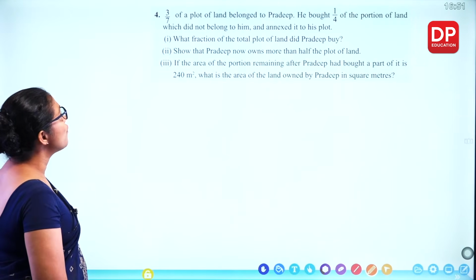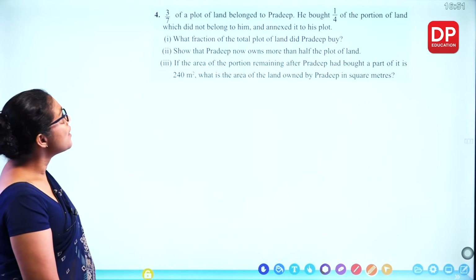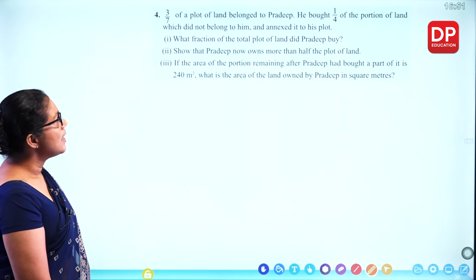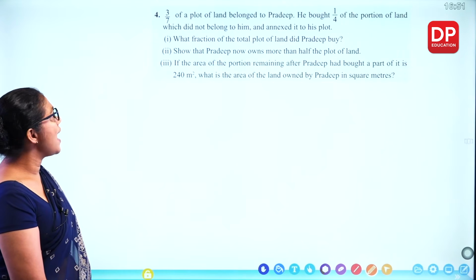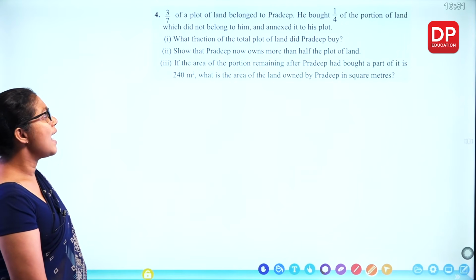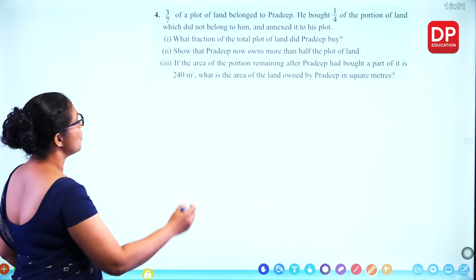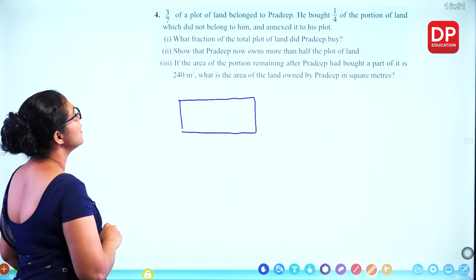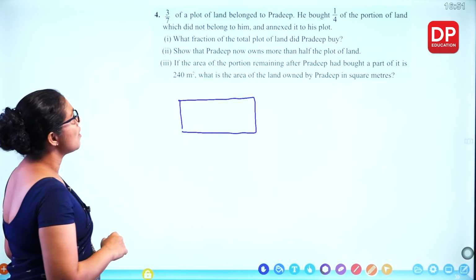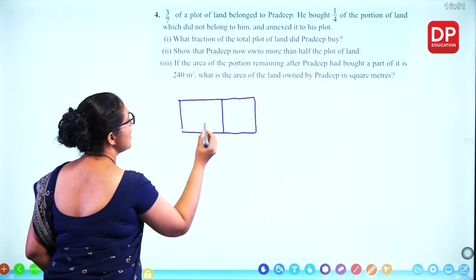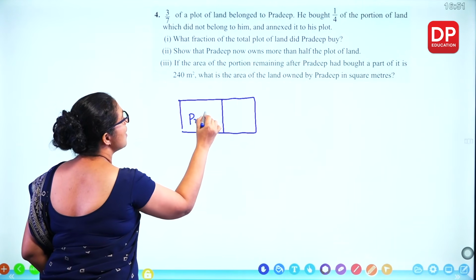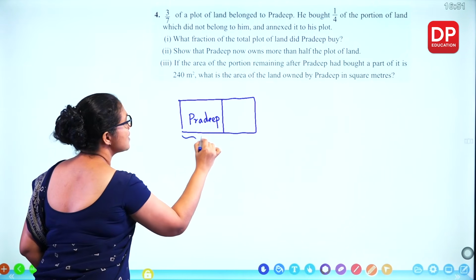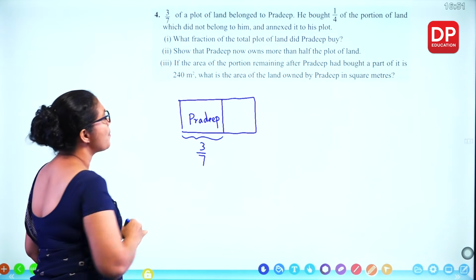Now we'll look at the fourth question. It says 3/7 of a plot of land belonged to Pradeep. He bought 1/4 of the portion of land which did not belong to him and annexed it to his plot. So here there's a plot. Think about this is the plot. 3/7 of the plot of land belongs to Pradeep. So here this part belongs to Pradeep. So that's 3 of the 7 parts belong to Pradeep.